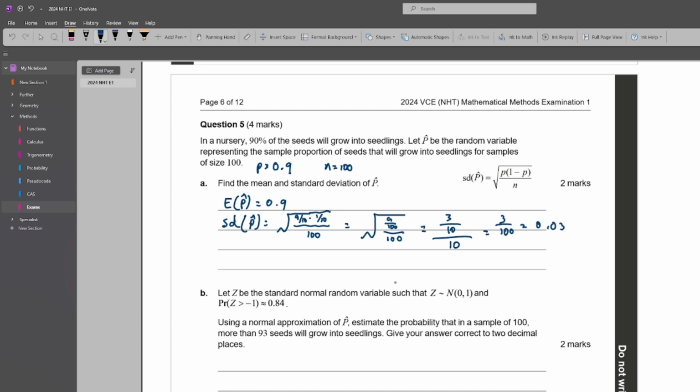So we know n equals 100. We want the probability that more than 93 will grow into seedlings. The mean for the distribution: we can expect 90 seeds to grow into seedlings. So that's 0.9 times the 100, which will be 90 of the 100 seedlings.